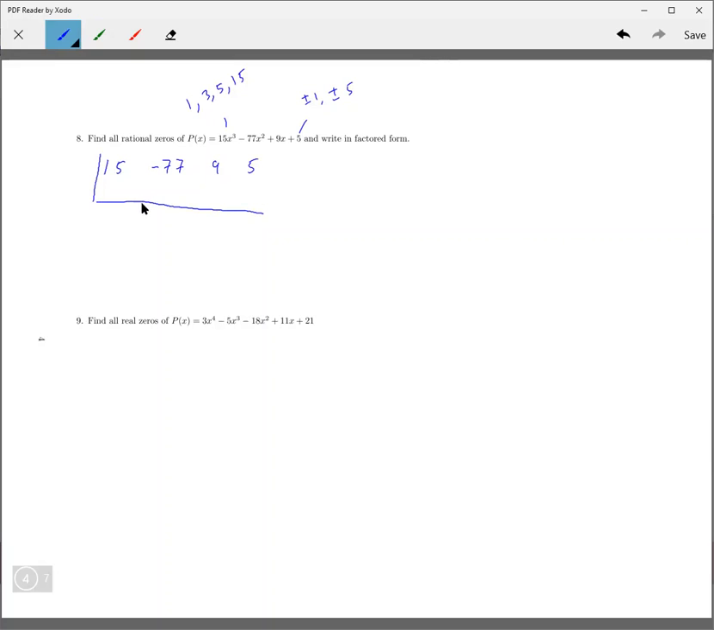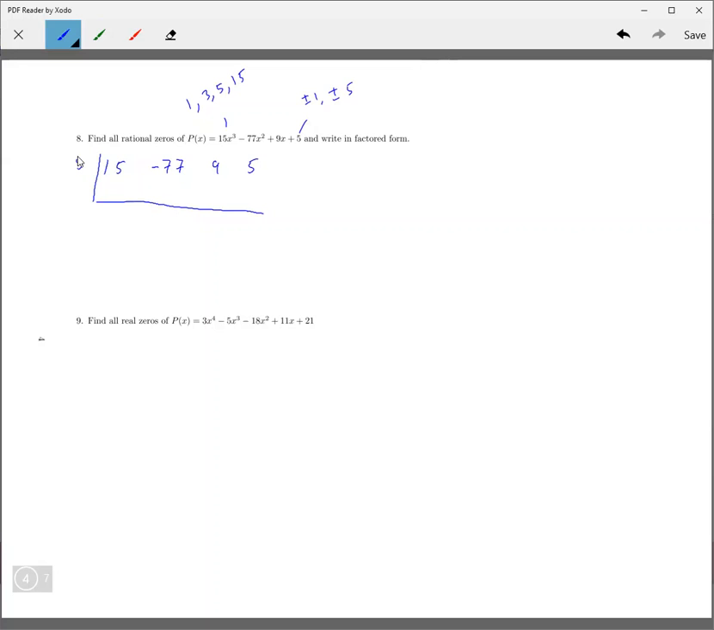Okay, let's start trying numbers. We can try 1. Bring the 15 down, multiply, that's 15. Adding those is, dang, 60, no, -62. Multiplying, that's -62. Okay, there's no way that's going to be 0. So we will back it up and try -1. Okay, that's going to be a huge negative number. So there's no way that's going to work. So I'm going to back that up.